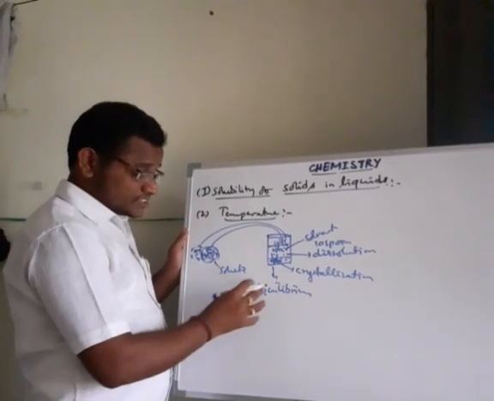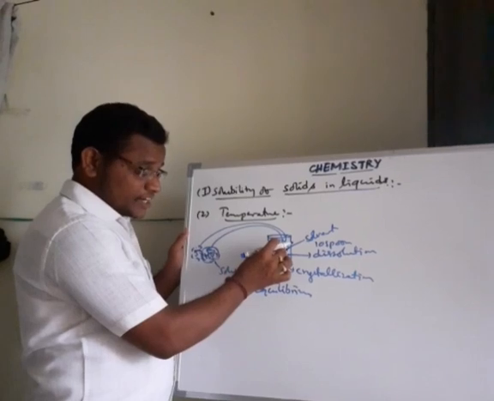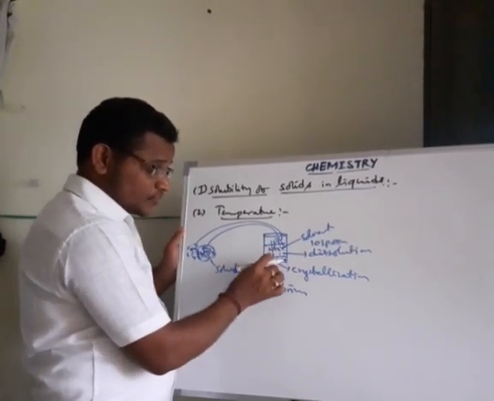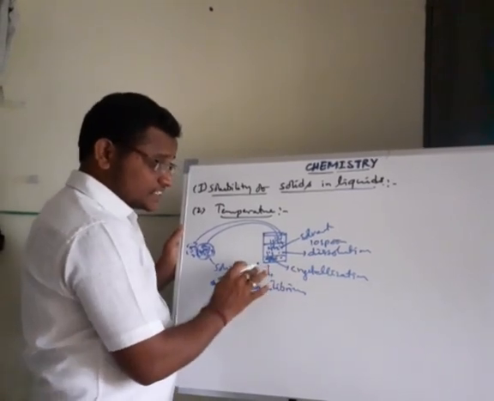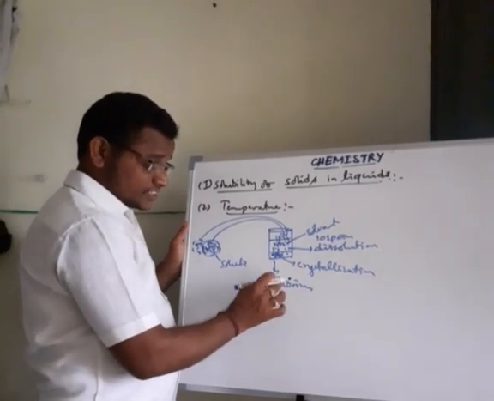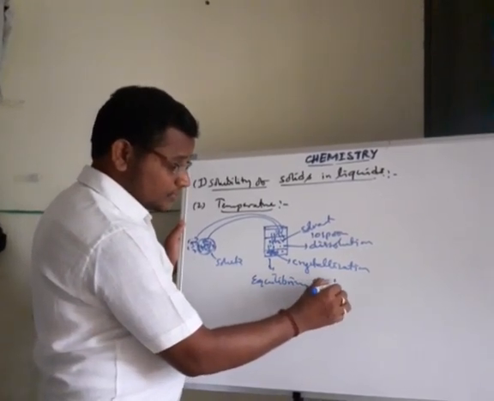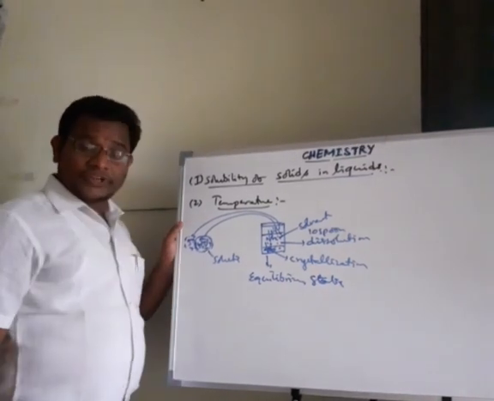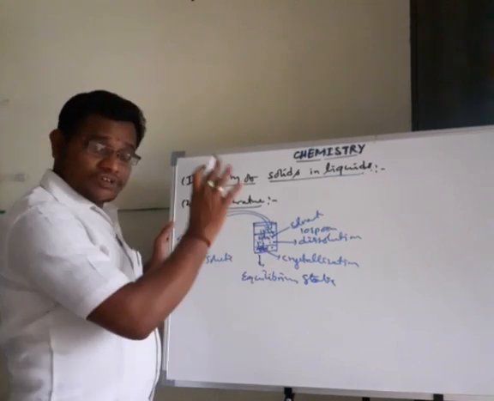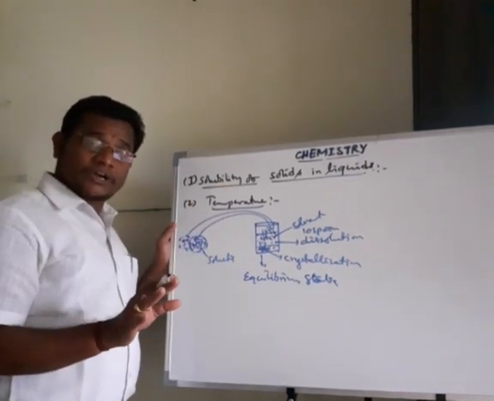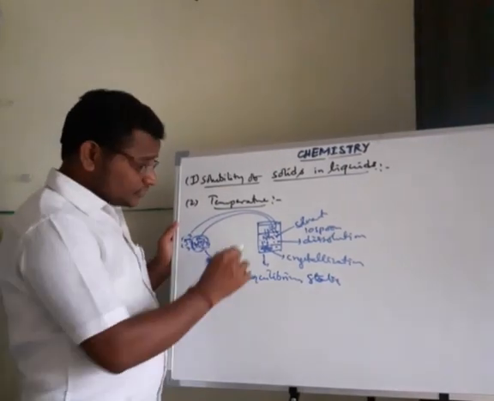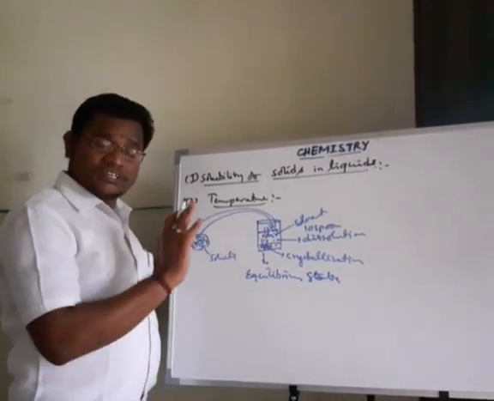Equilibrium state means at a certain state, what happens? The number of solute particles entering into the solution means dissolution, and the same number of solute particles separating from the solution means crystallization. At a certain state, dissolution is equal to crystallization. That state is called the equilibrium state. At this equilibrium state, the concentration of solute particles in the solution remains constant.